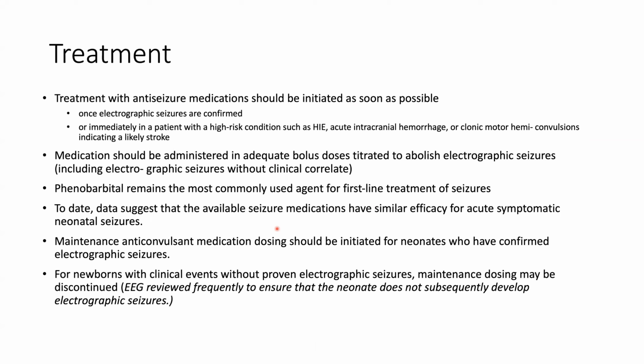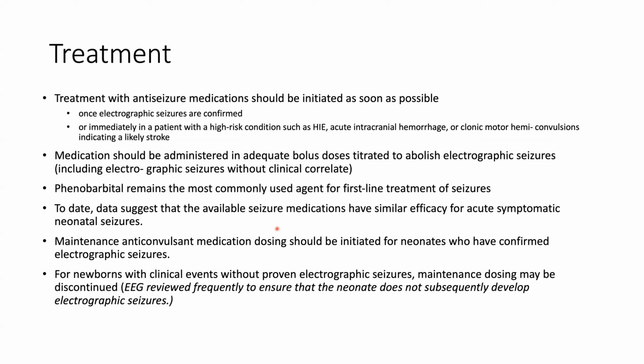But when you feel that they must be seizures even before electrographic confirmation, such as a child with high-risk conditions such as HIE, acute hemorrhage, or you very clearly have clonic motor hemiconvulsions indicating a stroke, you don't wait for an EEG confirmation, because treating seizures becomes more important. So you directly go ahead with treatment. Medication should be administered in bolus doses, as you know, to abolish seizures, including electrographic seizures.